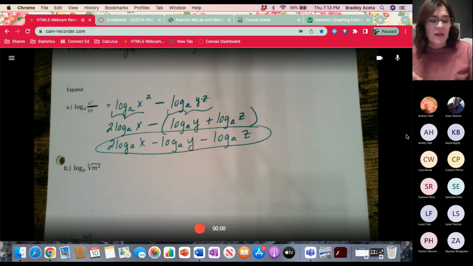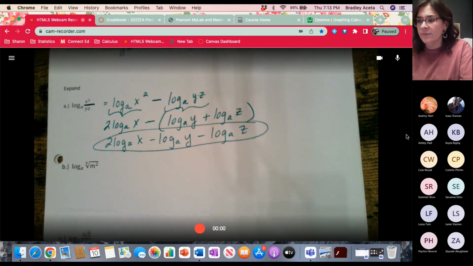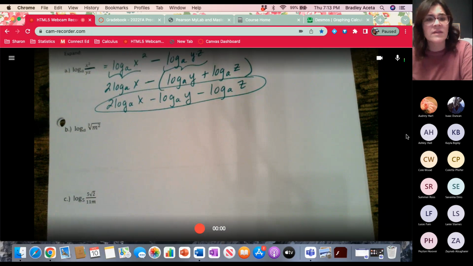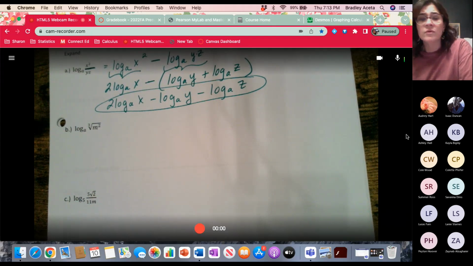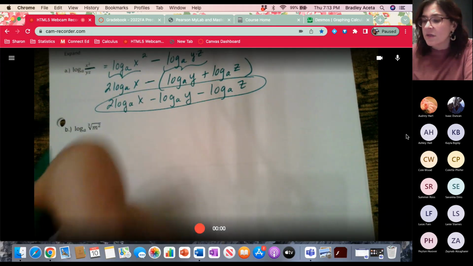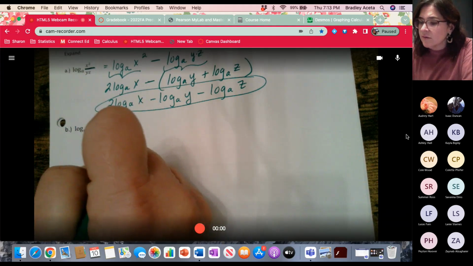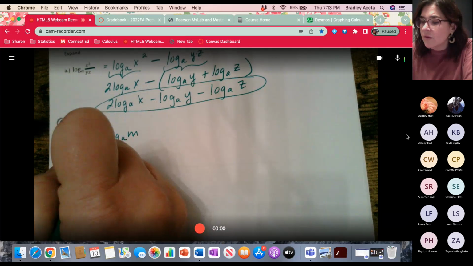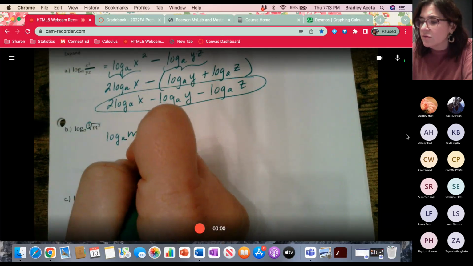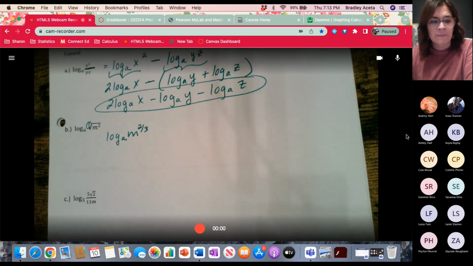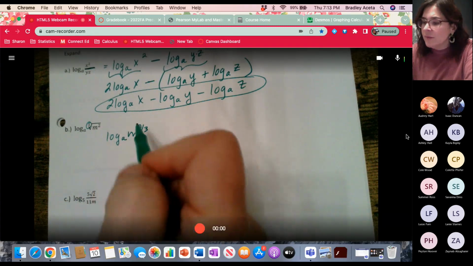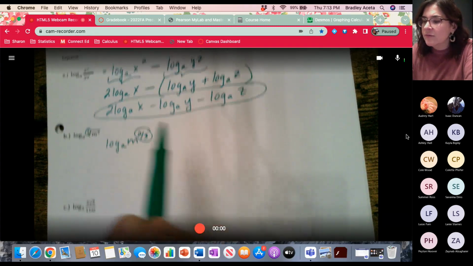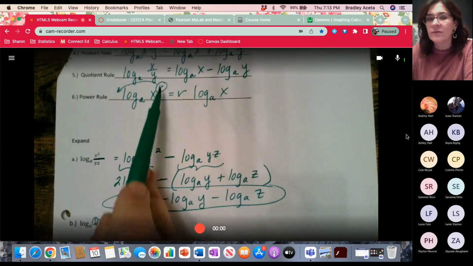All right, now we're going to do B. We're going to write this in an expanded form. Anytime you see square roots, or cube roots or any kind of roots, you want to write them as powers. So this is really log base A of m to the what power? Well, this is your denominator, so 2/3. But where can I put that 2/3? Because that's a power. The power rule says I can stick it in front.